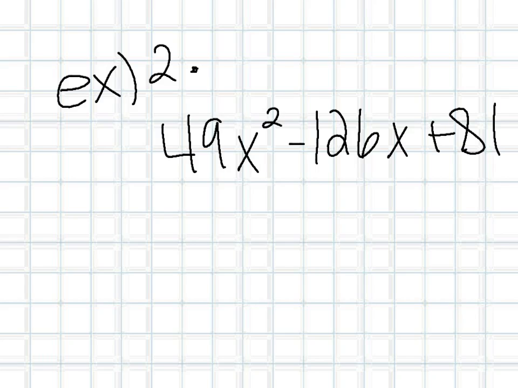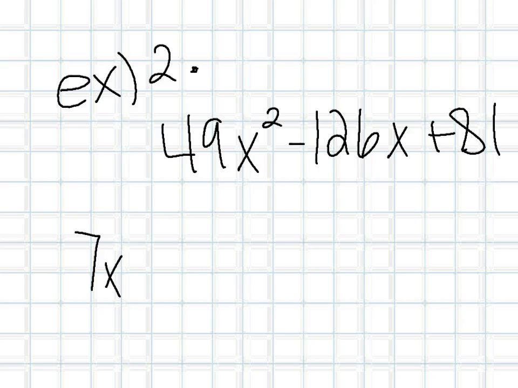Our second example is 49x squared minus 126x plus 81. This also fits the criteria for a perfect square trinomial because the first term is a perfect square and the third term is a perfect square. So we're going to start off by taking the square root of the first term. The square root of 49 is 7, and it's 49x squared, so it would be 7x.